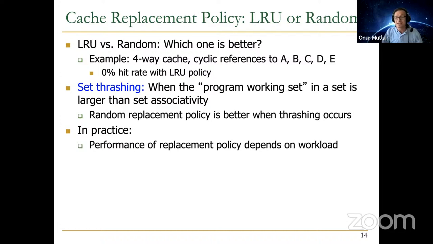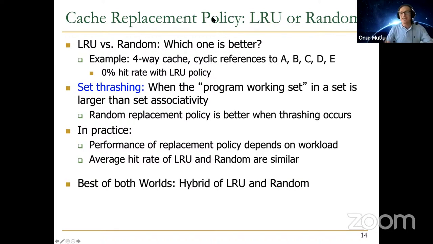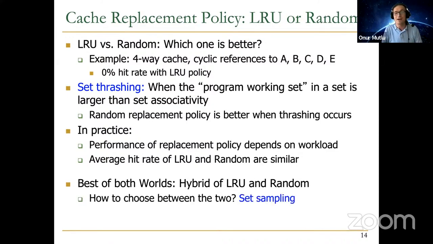So in practice, performance of the replacement policy, as I mentioned, depends very much on the workload and its access patterns. And it turns out, across many, many studies, average hit rate of LRU and random are similar in L1 caches, and sometimes in L2 caches also. So this is very interesting because it turns out this thrashing behavior exists, but cyclic reference patterns do not always exist that thrash the sets. As a result, random doesn't do badly, actually. And this is the average across many studies, which is very interesting. But of course, LRU and random are actually catering to different access patterns. As a result, maybe you want the best of both worlds.